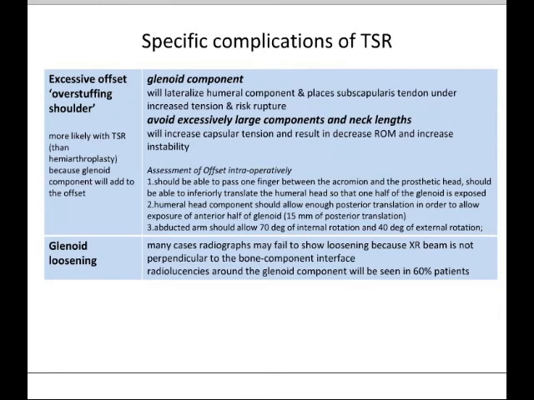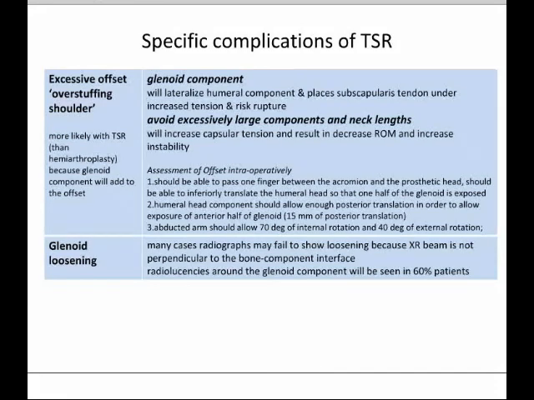There are certain ways you can assess the offset intraoperatively by passing a finger between the acromion and the head of the prosthesis, and you should be able to inferiorly translate the humeral head so that half of the glenoid is exposed. You can also see if you can translate the humeral head posteriorly to expose half of your glenoid. And also you should be able to get abduction of the arm to allow, with the arm abducted, 70 degrees of internal rotation and 40 degrees of external rotation. And that'll allow you to see whether you've got the offset roughly right.